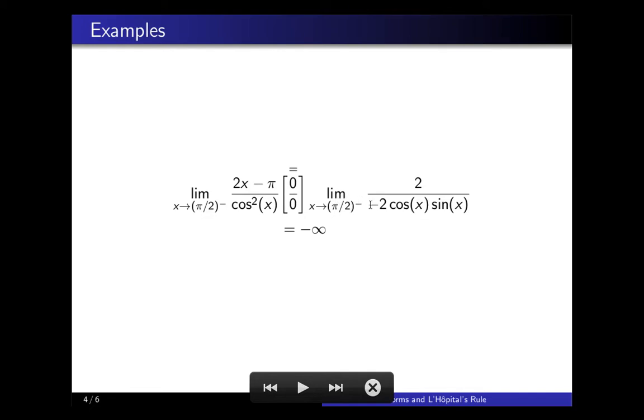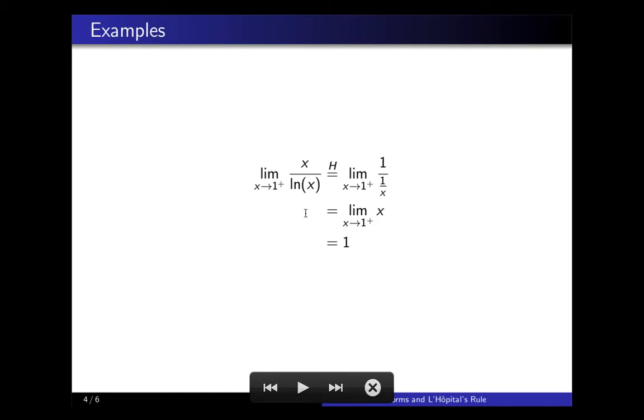When we take our derivative of the numerator, we get 2. When we take our derivative of the denominator, we get minus 2 cosine times sine, just from our chain rule. And then when we evaluate this as x goes to pi over 2 from the left, we're in the first quadrant, so cosine and sine will both be positive. Sine is going to 1, but the cosine is going towards 0. So we're going to have 2 over something that is negative and going to 0, so our entire limit is going to be minus infinity. So again, we had something where the numerator was going to 0, the denominator was going to 0, and we got a limit of minus infinity.